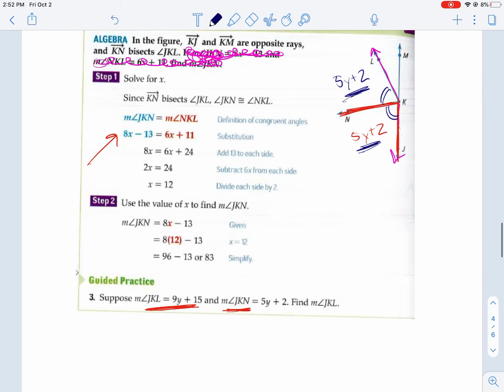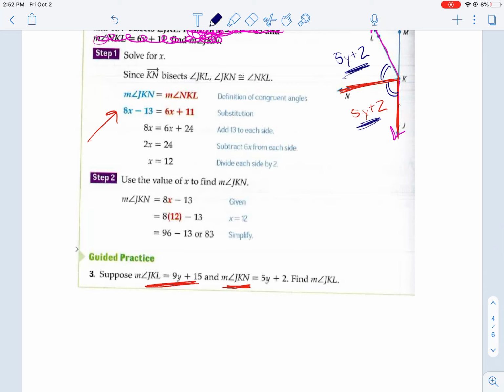In order to find that, let's set up a problem here. The measure of JKL is equal to, now if you think about this, we're bisecting JKL, and the expression they have is 5y plus 2. If I wanted to find out my total value, all I would have to do is add up this angle measure and this angle measure, and that will give me the full angle measure. That's the angle addition postulate.